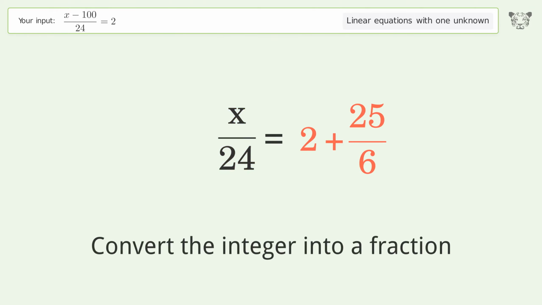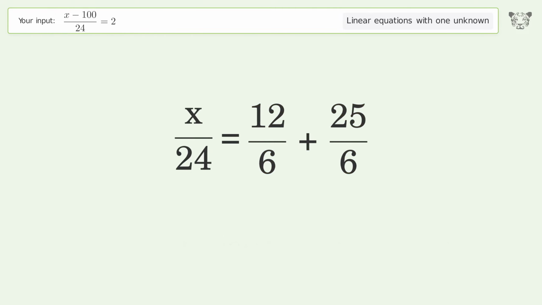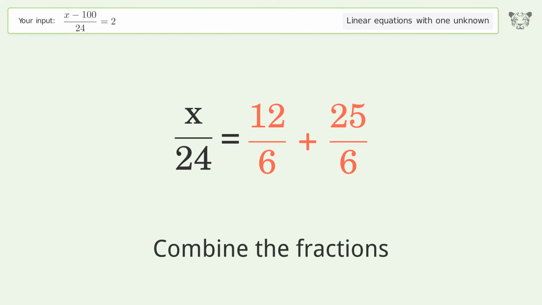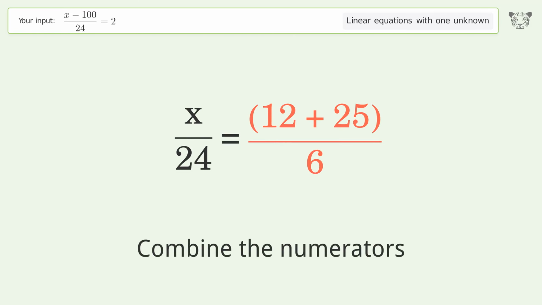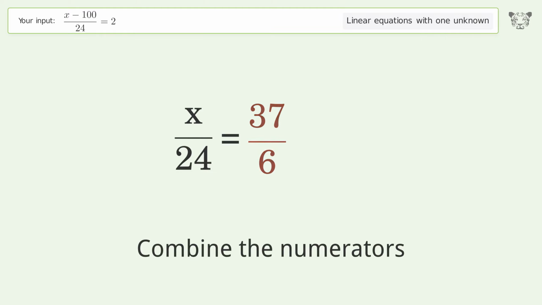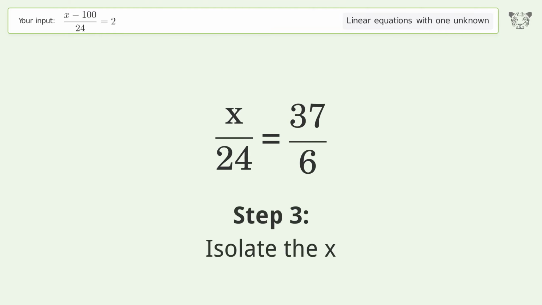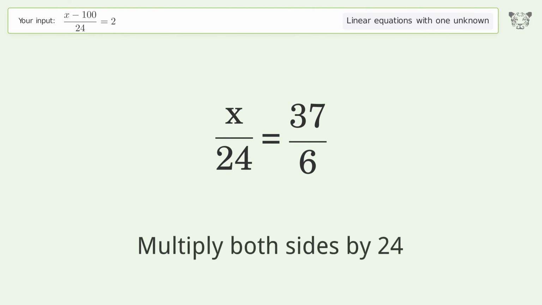Convert the integer into a fraction. Combine the fractions. Combine the numerators. Isolate the x. Multiply both sides by 24.